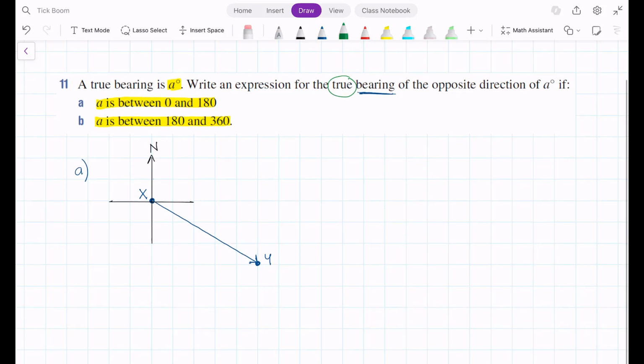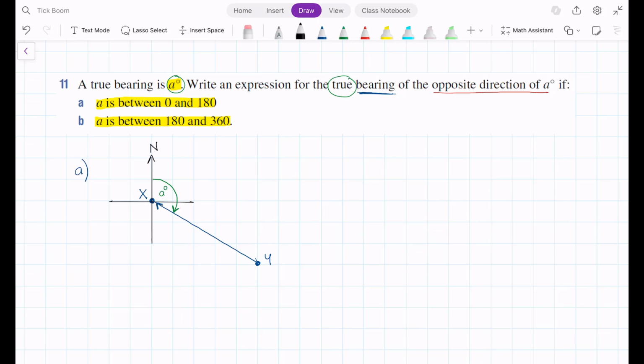So I'm going to start at north and move in a clockwise direction until I hit the line representing our travel. And so what we're told is that that true bearing is A degrees. So I'll write A degrees in here. Now the question is asking us to consider the true bearing of the opposite direction. And what that means is instead of moving from X towards Y, we're reversing that direction of travel and we're going to move from Y towards X.